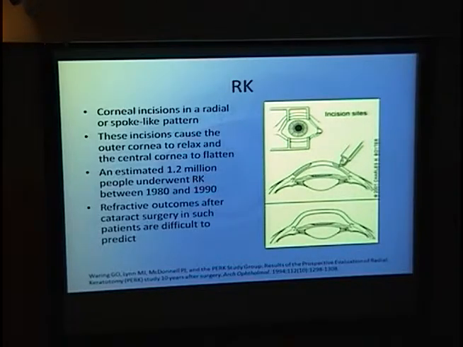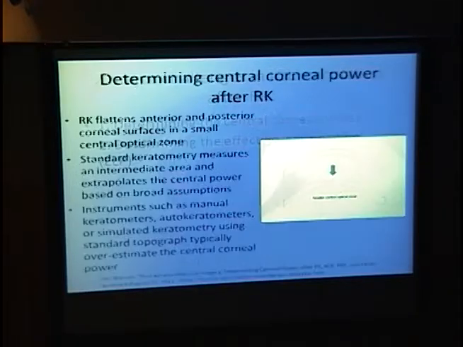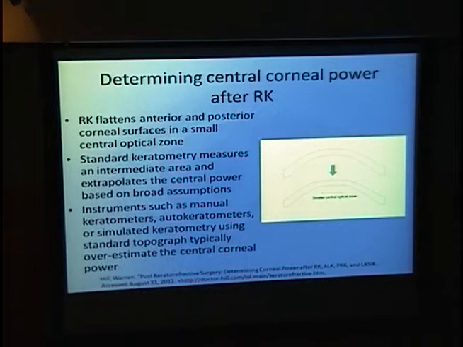And what I want to talk about today, I know that after years of experience, many have come to find what works for them, what works best. So I just want to kind of paint a broad overview of the topic and give some recommendations of something I found in some research I did with Dr. Moshfeghi. So among the challenges in IOL calculation after RK, two of the main ones are determining the central corneal power and determining the effective lens position. There are other ones, patients get progressively hyperopic with time. The number of RK incisions can affect outcomes. But we're just going to focus on these main two complications today.